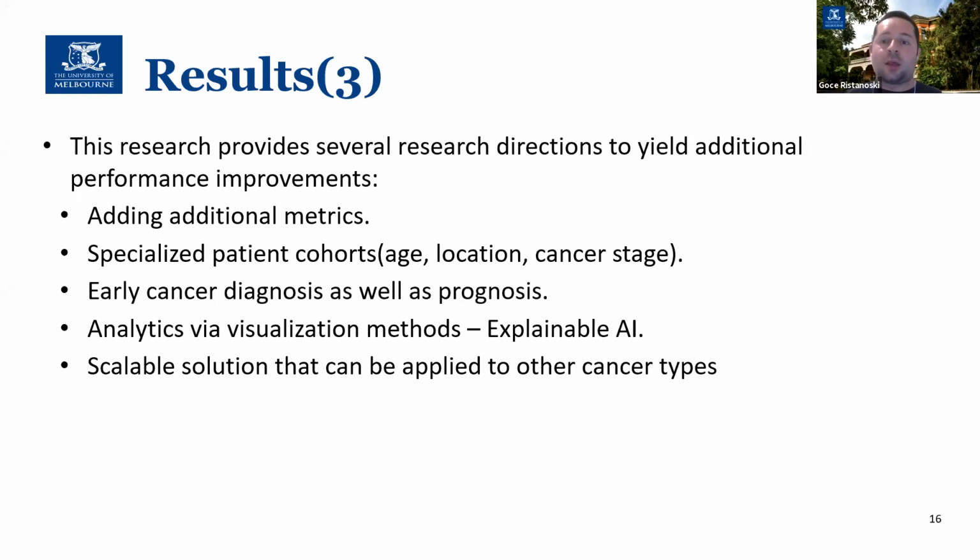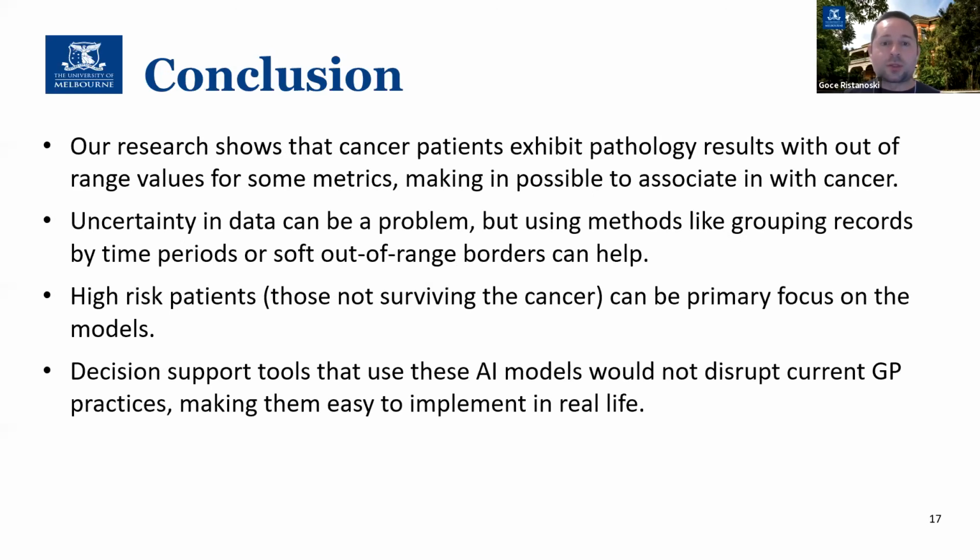So we can see exactly from the feature set that we created which metrics are the most relevant ones. And not only that, we are able to do this while handling all this uncertainty in the data, because patients don't get pathology tests very frequently, but just when they need to. And we are focusing specifically on the high-risk patients and providing ideas about methods that can be used by GPs without actually disrupting their current practices, which means this can all be done in the background and the GP just gets the notification, making it very easy to implement in real life.